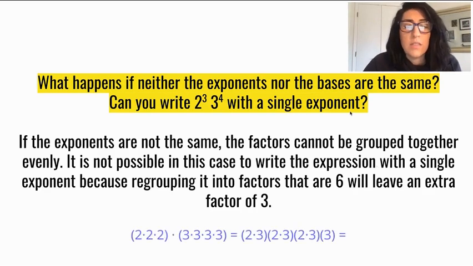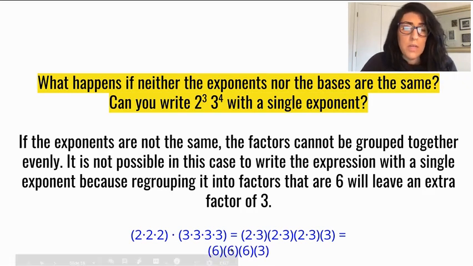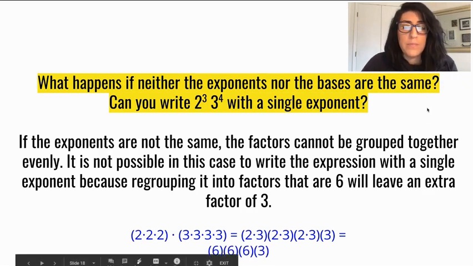So let's look at this in detail. So we have 3 factors of 2, 4 factors of 3. We can regroup it into 2 times 3, 3 times only, but we still have that 3 left over. And so no, it is not possible in that case. And that kind of proves the why to it.